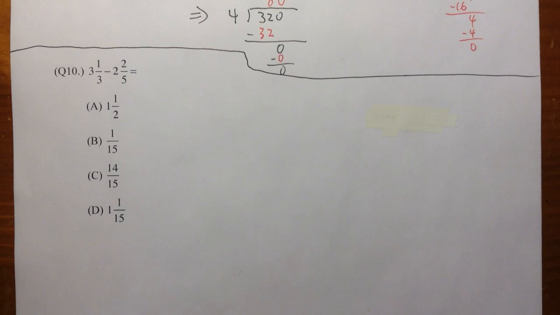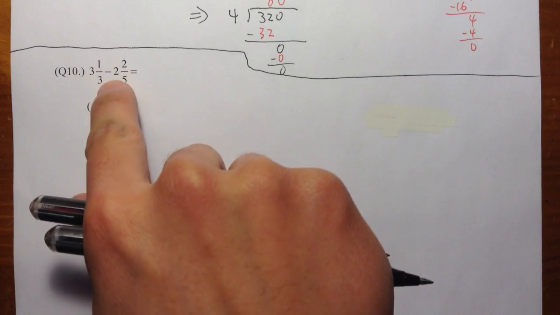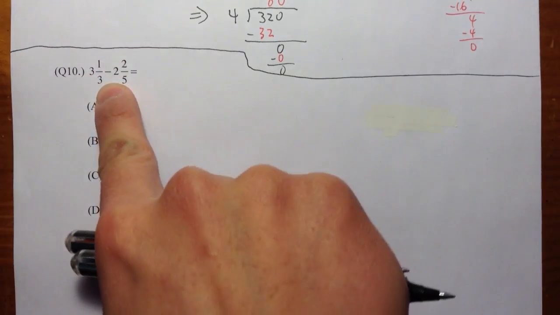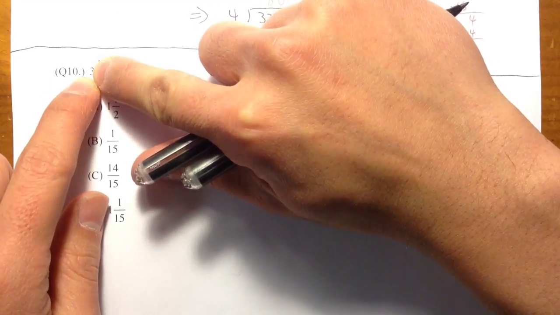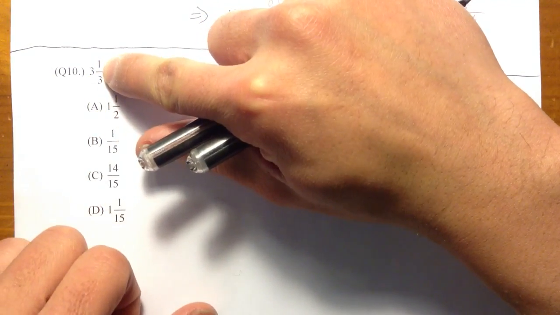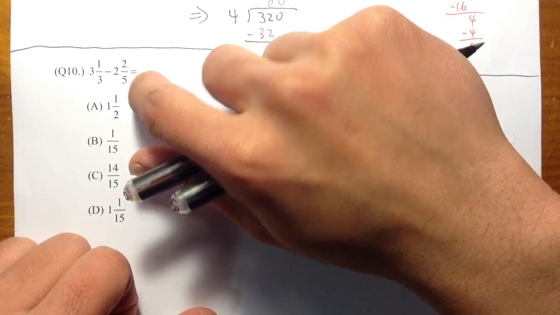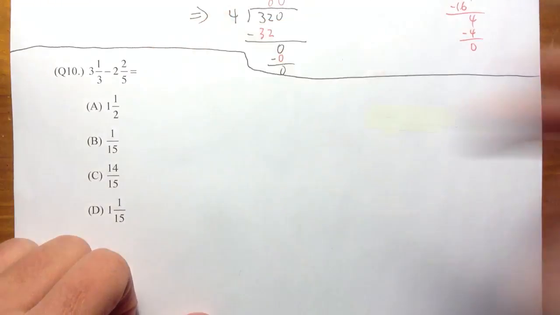We are looking at question number 10. And question number 10 is a monster question because we are dealing with mixed numbers. And what does that mean? Take a look. We have 3 and 1/3 minus 2 and 2/5. 3 and 1/3 is a mixed number because we have a whole number 3 and then a proper fraction 1/3. 2 and 2/5 is also a mixed number because we have a whole number and a fraction.